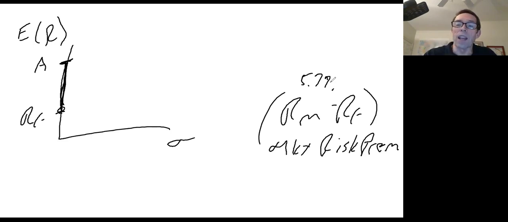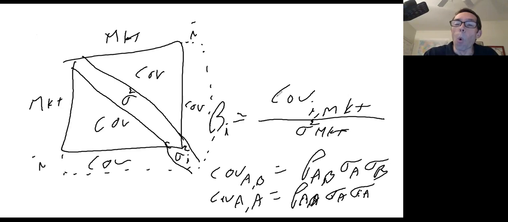So for an asset that has more than an average covariance with the market, the investor expects to get more than the average risk premium. If a stock has lower than average covariance with the market, they are willing to accept a lower than average risk premium.